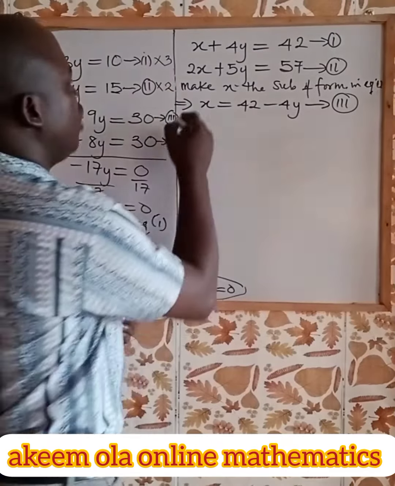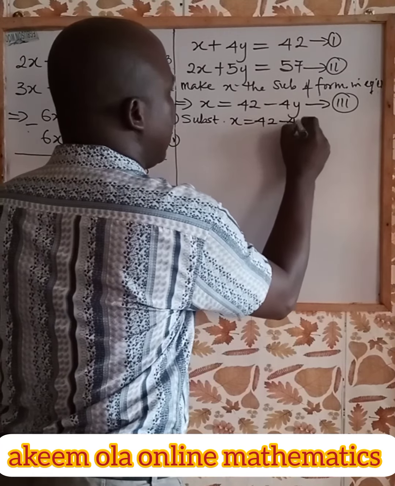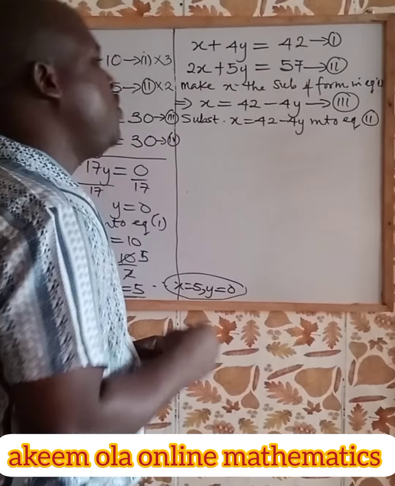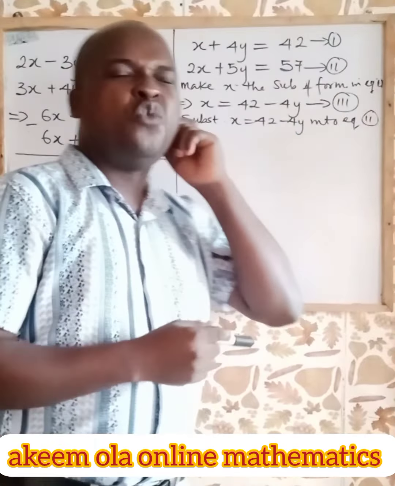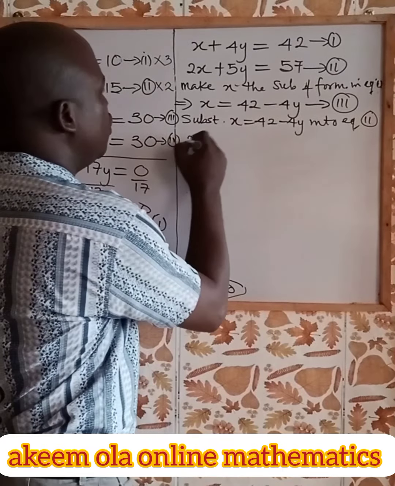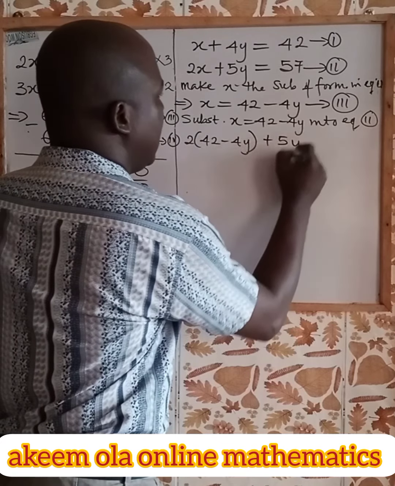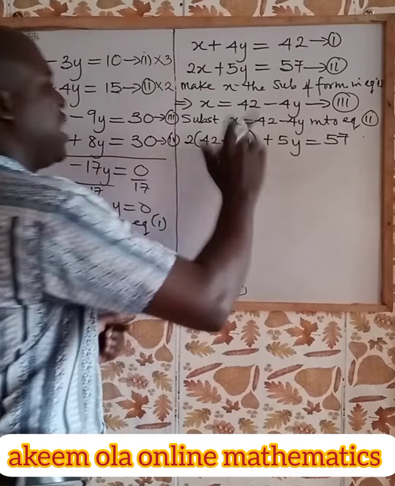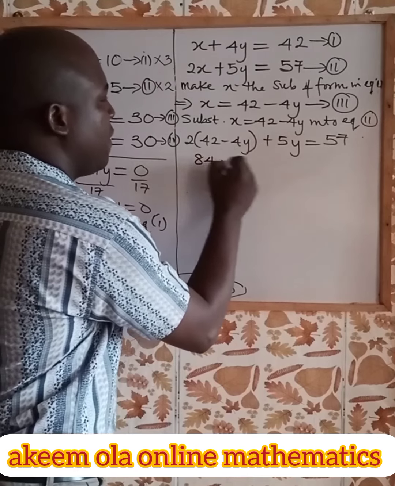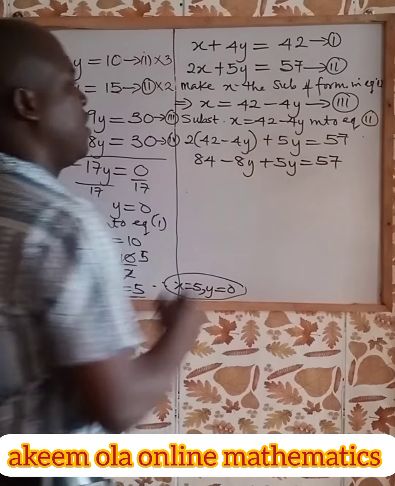So I can now write: substitute x is equal to 42 minus 4y into equation 2. That means anywhere we come across x in equation 2, we are going to represent it with 42 minus 4y. If you do that, you are going to have 2 into (42 minus 4y) plus 5y is now equal to 57. Then we can now open the bracket. If you open the bracket, 2 times this will give us 84 minus 8y plus 5y is equal to 57. We have this now.